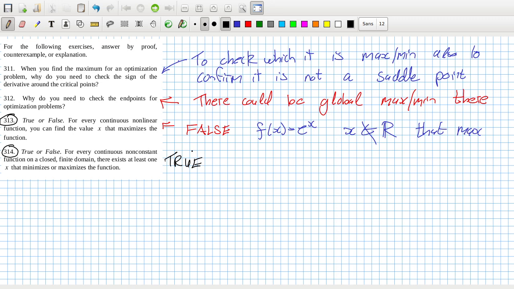Could it be false? I'm just thinking, could I make it false? Oh man, I'm going to try something. Consider f, continuous and not constant on [a, b].